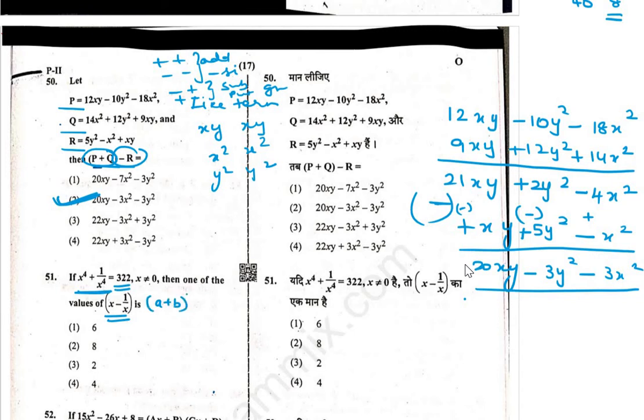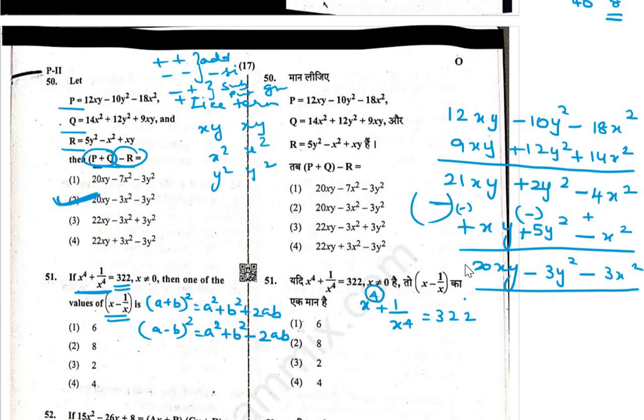A plus b the whole square is a squared plus b squared plus 2ab. A minus b the whole square is a squared plus b squared minus 2ab. Okay. So first, given x power 4 plus 1 by x power 4 equal to 322. I want x minus 1 by x only, so I have to reduce the order.